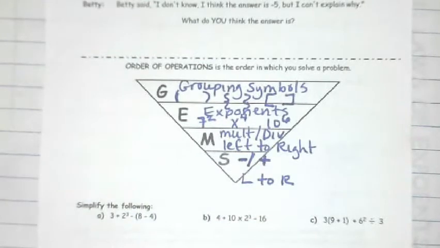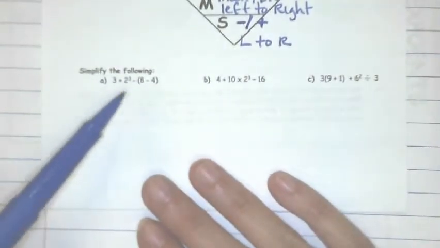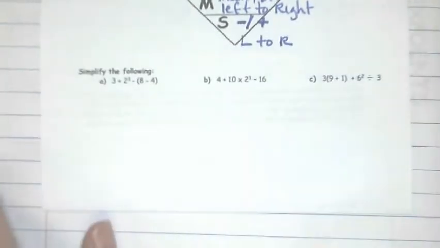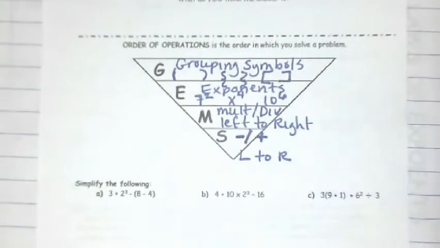So I'm going to walk you through 3 example problems, and remember you can go back through this video as many times as you want to. So let's take a look at the A. Alright, so we have 3 plus 2 to the 3rd minus, and then in parentheses, 8 minus 4. Alright, so let's go back to our graphic organizer. And the first thing I'm going to look at, do I have any grouping symbols? So I look back at the problem. I do have grouping symbols.